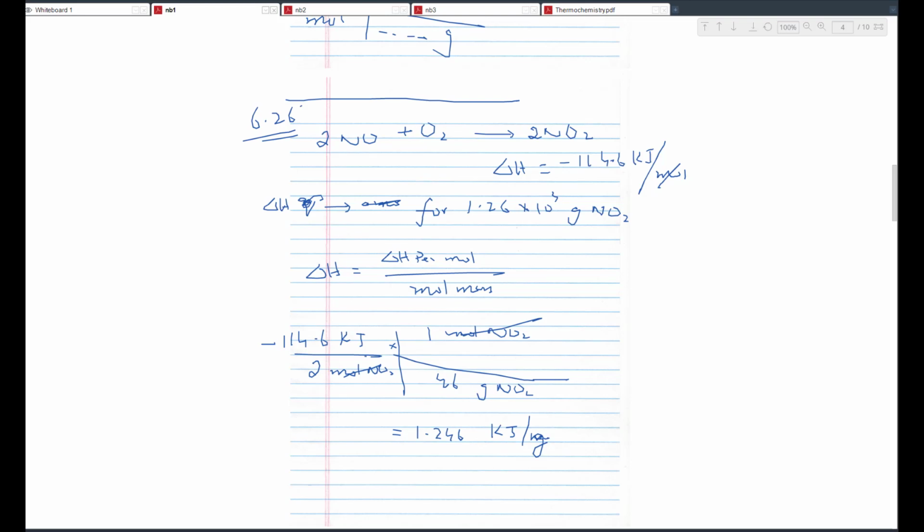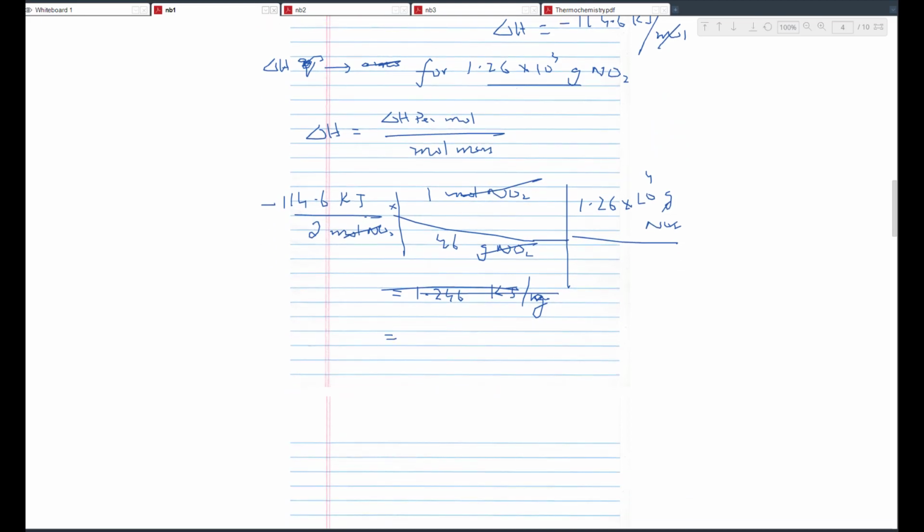Let's see. They got in the book 1.57 times 10 to the 4 kilojoules. Because they had given the quantity, am I right? They are not asking per gram. They are asking for this one. Sorry, but you have to do one more step. Here it is 1.26, I forgot this one. Gram. Oh yeah, we just have to multiply it now. So gram cancels, and now you will get the kilojoules only.